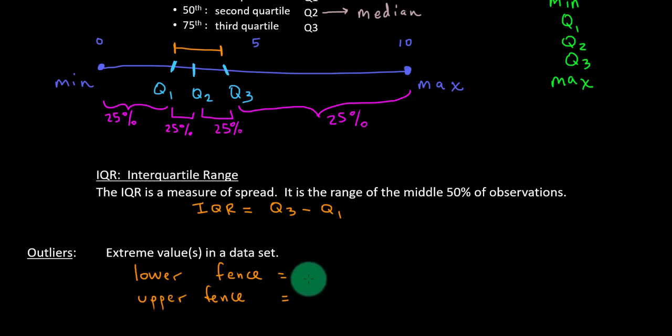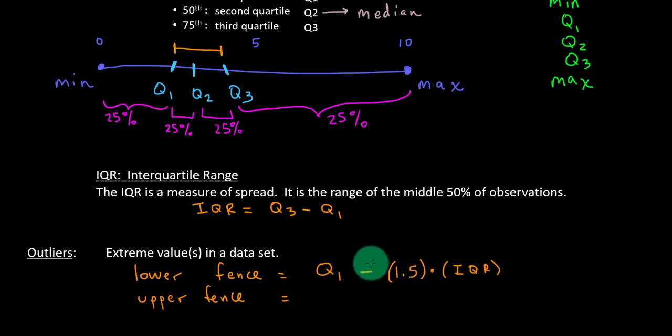Let's start with the lower fence. We need to get to the lower spectrum of the data set, and that's given by the first quartile. But that can't be it. We can't have a quarter of the data be an outlier every time. We need to get a little smaller than that. Subtract 1.5, that's just a part of the formula, times the IQR.